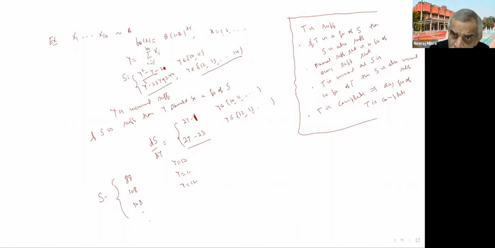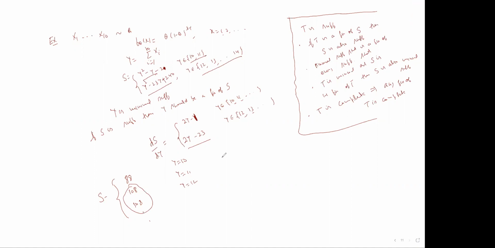Because in this whole range, I had seen it is increasing. But when it goes from 11 to 12, it is not strictly increasing. It is the same value which you get. Now, same value you get, what does that mean? I had to show that if S is sufficient, then Y should be a function of S. That means given the value of S, I should be able to get Y. But suppose I am given S to be 108. Can I get the value of Y? No, sir. I cannot get the value of Y.